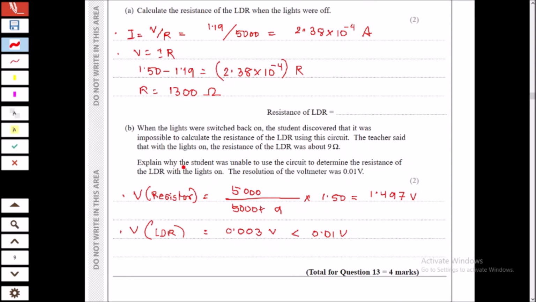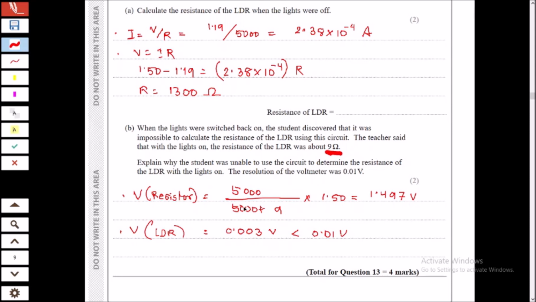Okay, so this experiment is valid when the lights were off. When the light is on, we cannot do this experiment because the resolution of the voltmeter is 0.01. And why can't we do the experiment? Let us find out. When the lights are on, the voltage across the resistor itself will be given by the resistance of the resistor divided by the total resistance of the circuit, multiplied by 1.5. The resistance of the resistor is fixed, that is 5000. The total resistance is the resistor resistance plus the LDR, which the teacher has set to be 9.